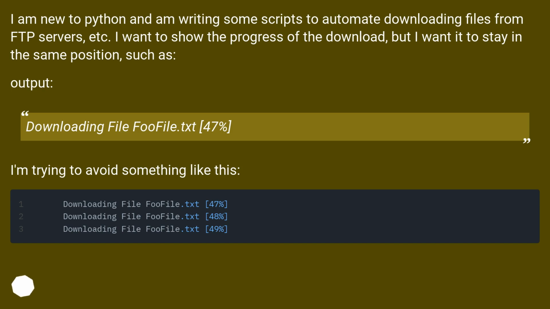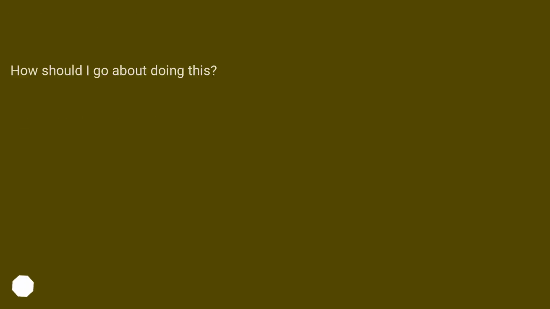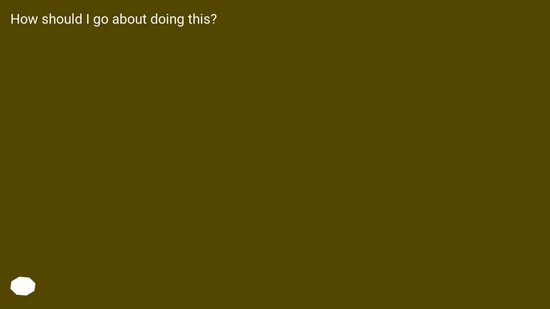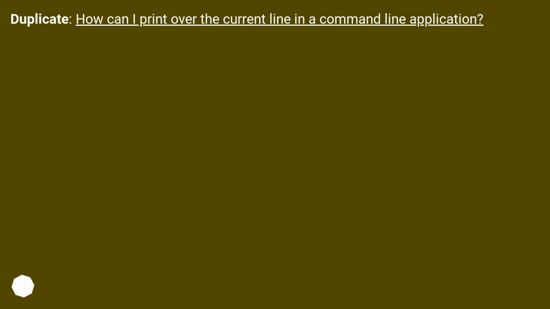I'm trying to avoid something like this. How should I go about doing this? Duplicate: How can I print over the current line in a command line application?